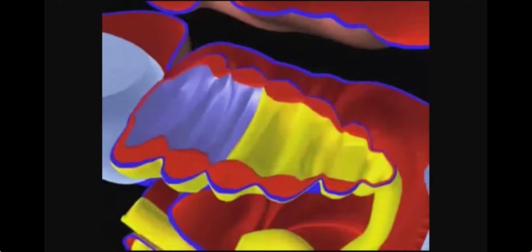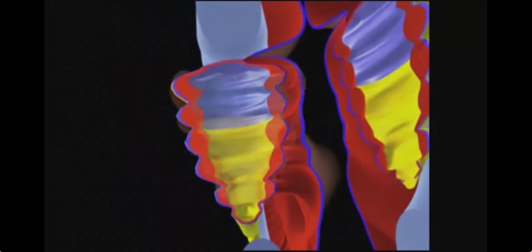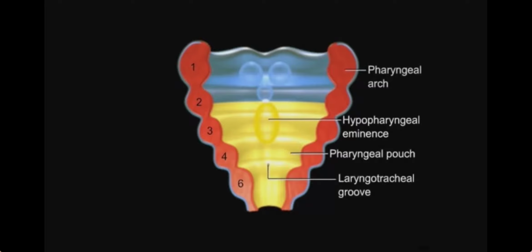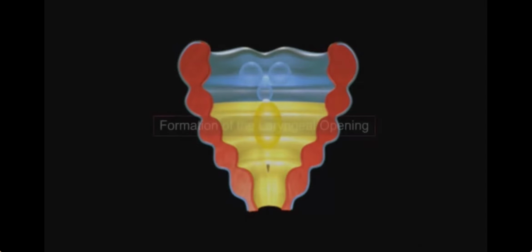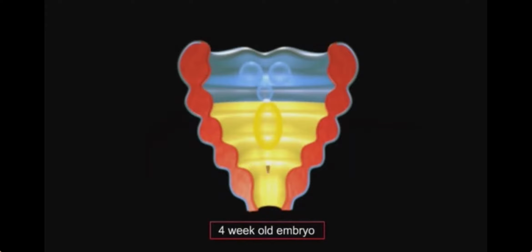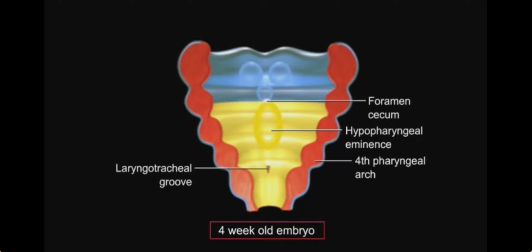In this transverse section of the embryo, note that the pharyngeal arches are numbered 1 to 6. The 5th arch is usually absent or rudimentary. The caudal part of the hypopharyngeal eminence contributes to the formation of the epiglottis. The endodermal pharyngeal pouches are located between the pharyngeal arches, and the laryngotracheal groove is distal to the 4th arch.